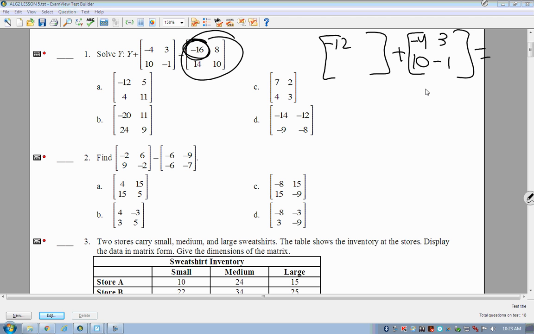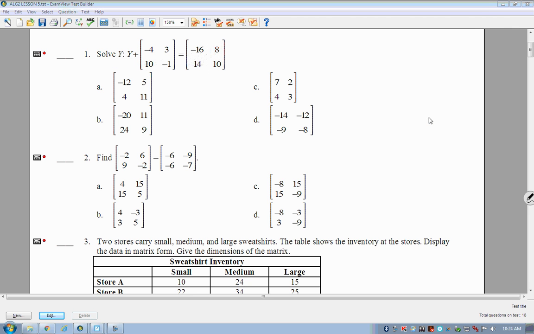What plus 3 equals 8? 5. Okay? What plus 10 equals 14? 4. What plus -1 equals 10? 11. So your answer for what is y is -12, 5, 4, 11. That's what you get right there. That's an example of a matrix equation. Does that make sense? Okay. All right, let's clean this up a little bit here. All right, we've got question number 2.